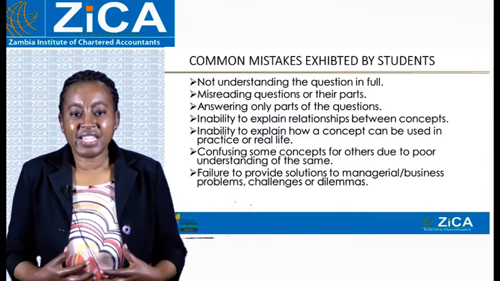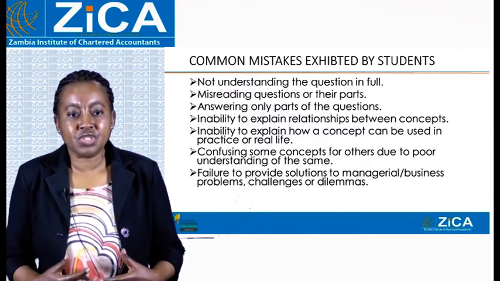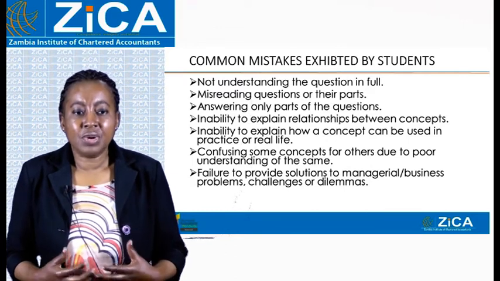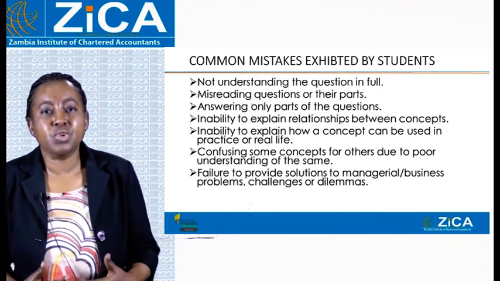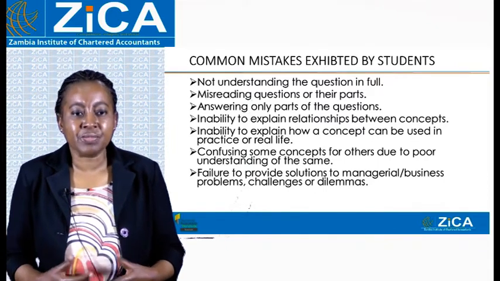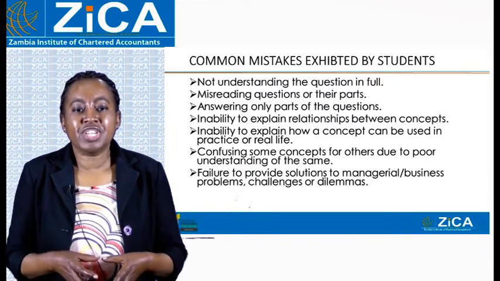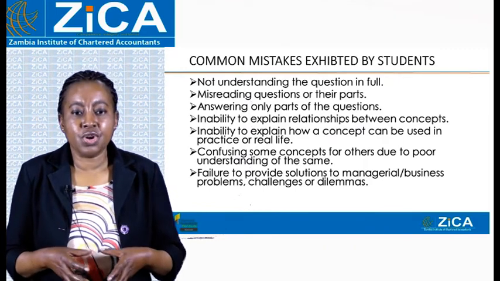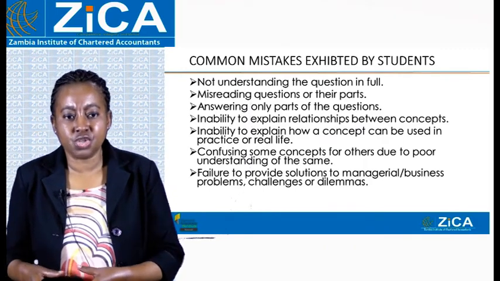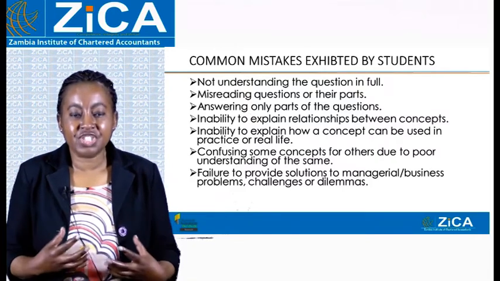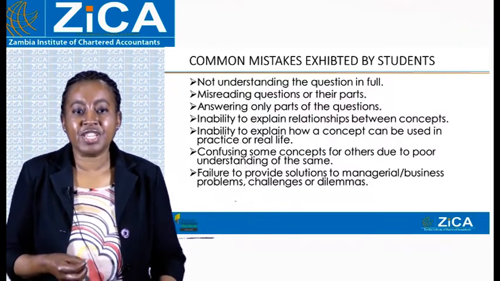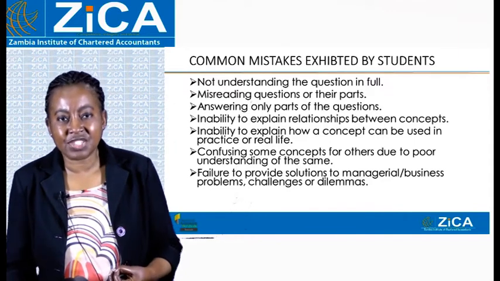Inability to explain relationships between concepts. What do I mean here? For example, when you're asked to explain the relationship between motivation and job satisfaction, you may know what motivation is as a standalone and know what job satisfaction is on its own. But you should be able to explain the relationship. How does motivation relate to job satisfaction?